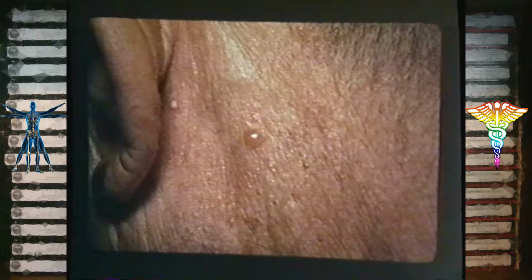Here we have an example of what we're referring to as a cystic basal cell carcinoma. It just looks clear, sort of like a small cyst. You don't see this too commonly.